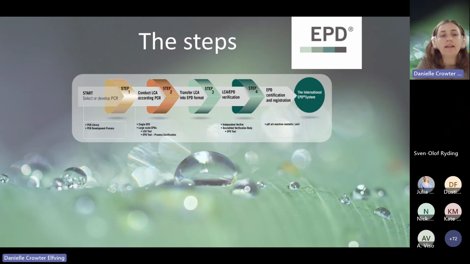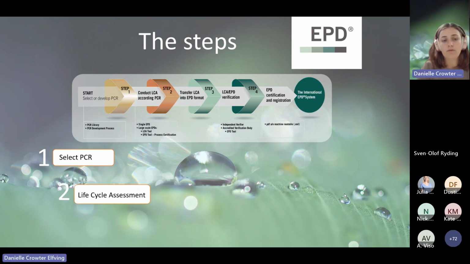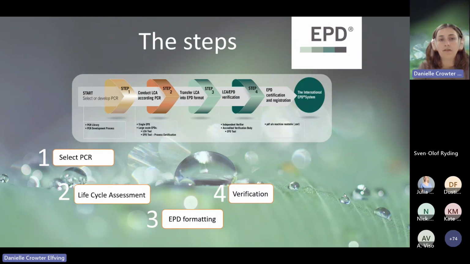So the steps for creating an EPD. There are 5 general steps, and we'll go through each step more closely, but I'm just going to present them first. Step 1 is to find a PCR which suits your product. Secondly, you will perform the LCA, and this is the biggest step in the EPD creation. Thirdly, you will format an EPD to publish. Fourth step is to verify the EPD and the background data. And last but not least, the registration and publication in the EnvironDeck portal, for example.